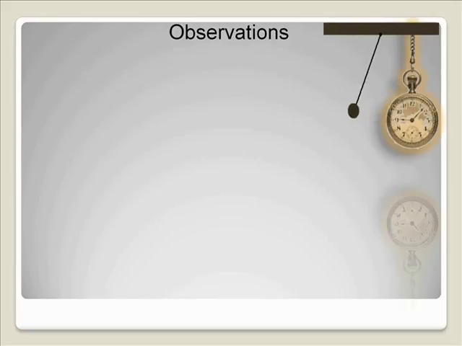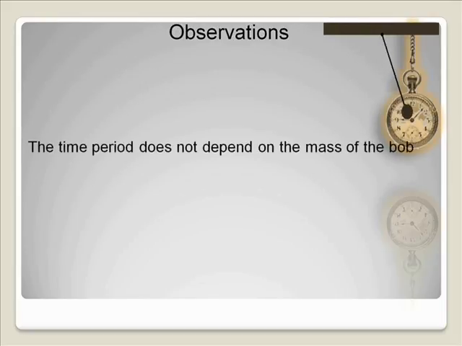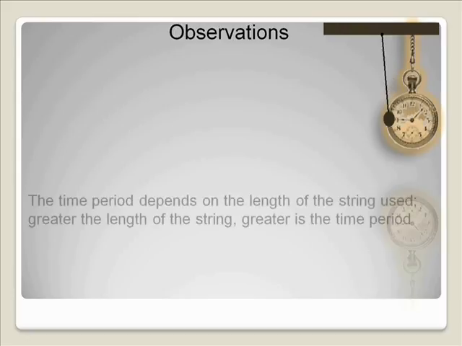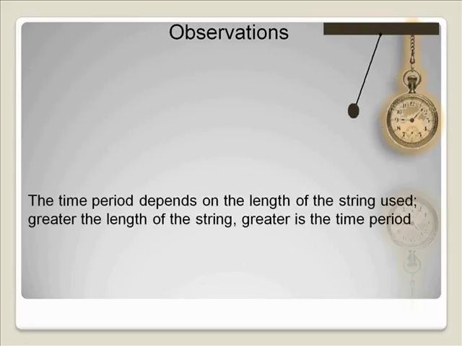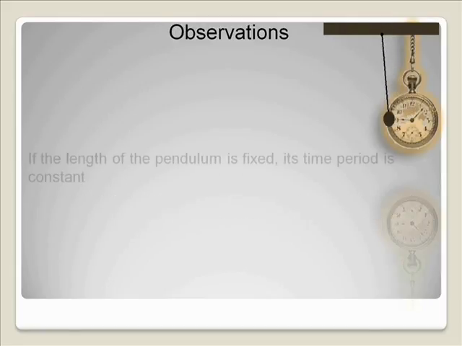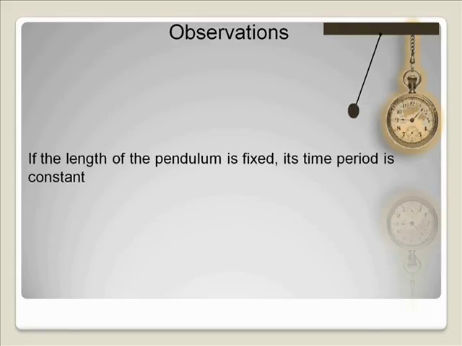The time period does not depend on the mass of the bob, within reasonable limits. The time period depends on the length of the string used. Greater the length of the string, greater is the time period. This means if the length of the pendulum is fixed, its time period is constant. This was a wonderful discovery. Scientists began to build new clocks based on this property of the pendulum.